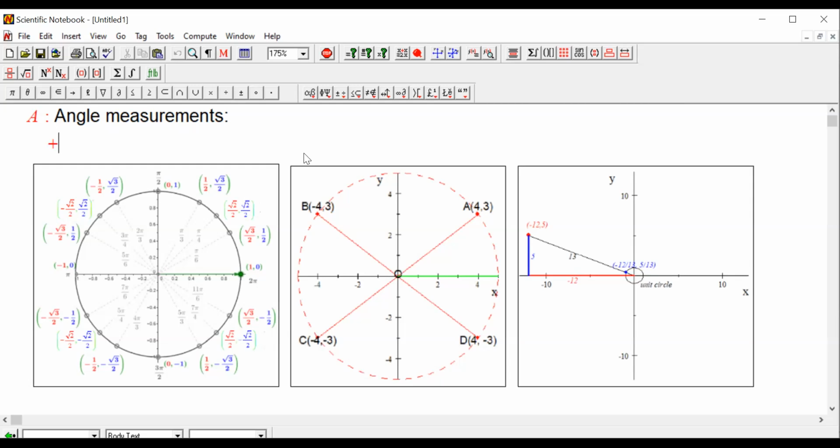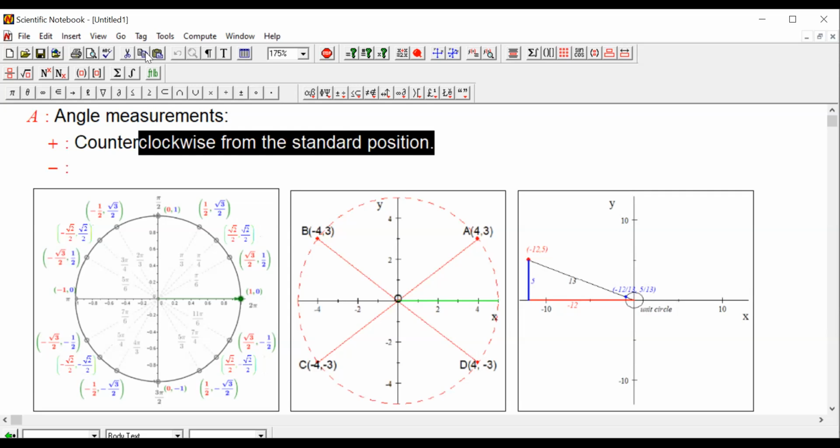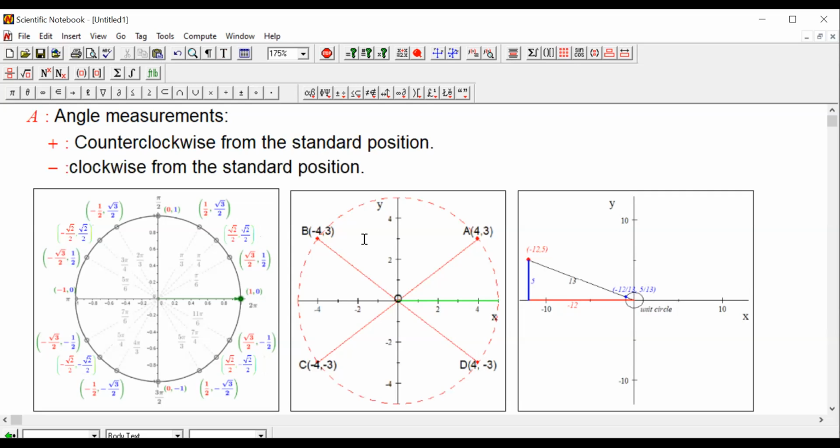A positive angle, okay, a positive angle is measured counterclockwise, okay, from the center position, okay? And of course, the negative angles is measured clockwise from the center position, from the same position. Okay, we all understand that. I mentioned that every lesson, online or in person.